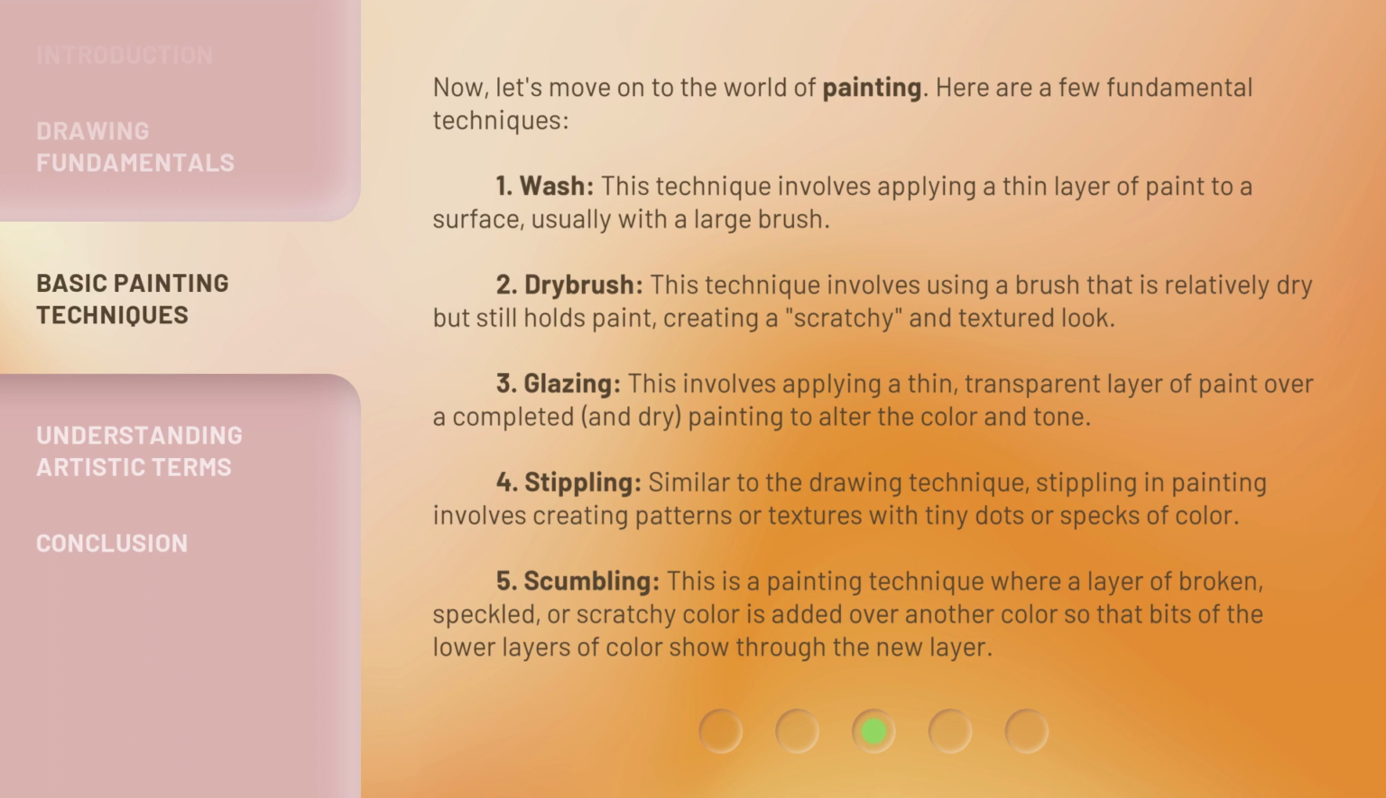textured look. 3. Glazing. This involves applying a thin, transparent layer of paint over a completed and dry painting to alter the color and tone. 4. Stippling. Similar to the drawing technique, stippling in painting involves creating patterns or textures with tiny dots or specks of color. 5. Scumbling. This is a painting technique where a layer of broken, speckled, or scratchy color is added over another color so that bits of the lower layers of color show through the new layer.